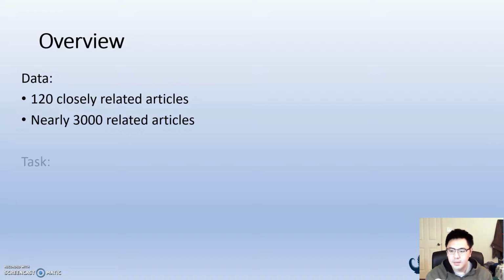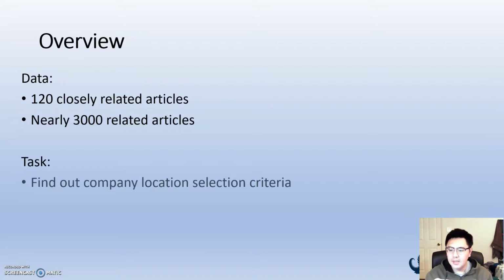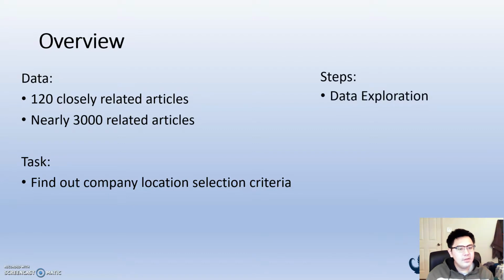And then we have this task. Our task is to do information extraction out of these 3,000 articles to find out the company location selection criteria, to tell companies what kind of elements they need to consider if they want to select the right location for opening their business. And then we have the steps for this project.